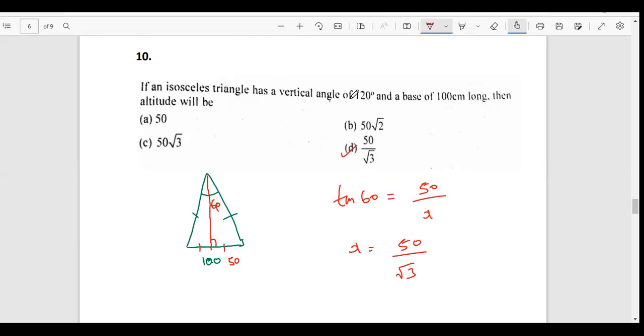Okay? Yes, the answer is D. Are we good with this one? Please tell me. Okay, perfect. All right, okay.